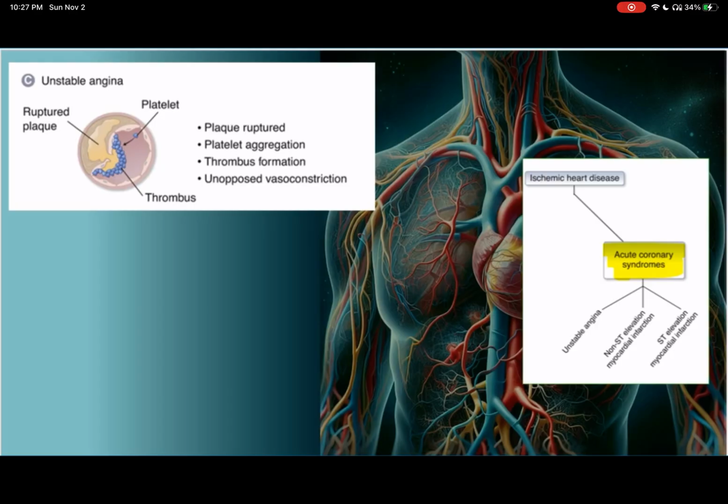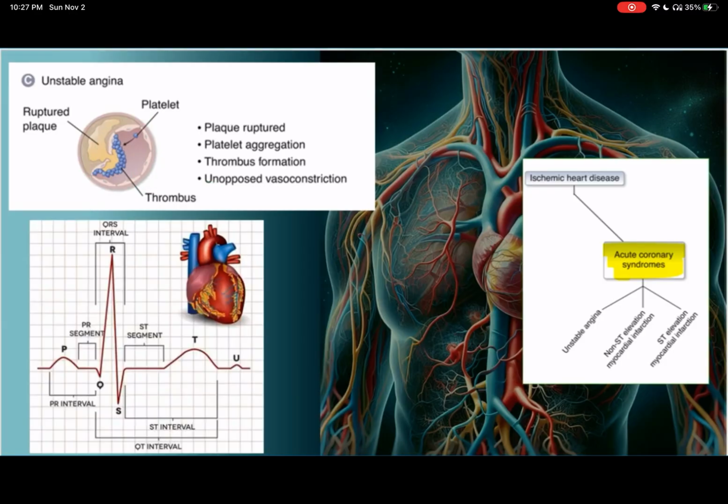Enzymatic evidence of tissue infarction, for example, elevated troponin levels, is absent in unstable angina, but patients are at high risk of the myocardial infarction because of the presence of an active prothrombotic surface at the site of plaque rupture and gradual progression of the clot formation. So there you go, and here is our thrombus.